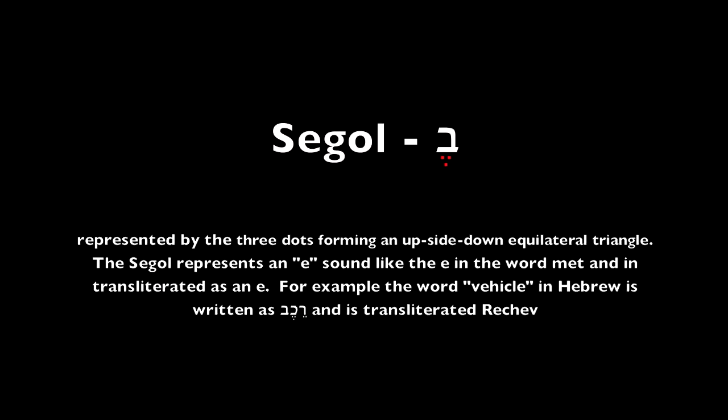Segol, represented by three dots forming an upside-down equilateral triangle. The segol represents an E sound like the E in the word met and is transliterated as an E. For example, the word vehicle in Hebrew is written as rechev and is transliterated as rechev.